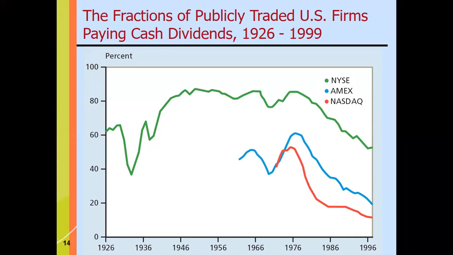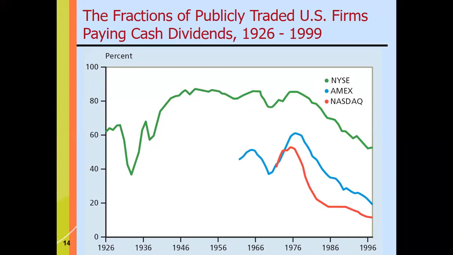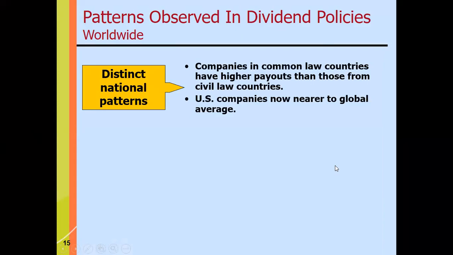Then this is also for another situation, fractions paying cash dividends. So it's going down, like in the New York Stock Exchange, Amex, and NASDAQ. Patterns observed in dividend policies worldwide. So there are some distinct national patterns.